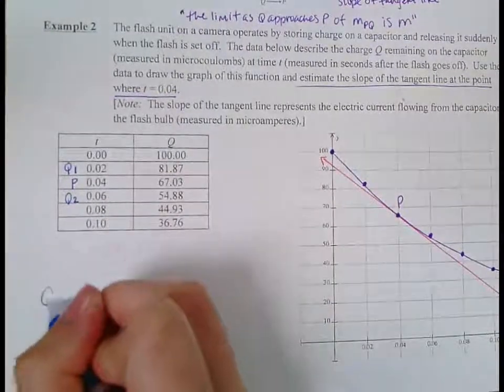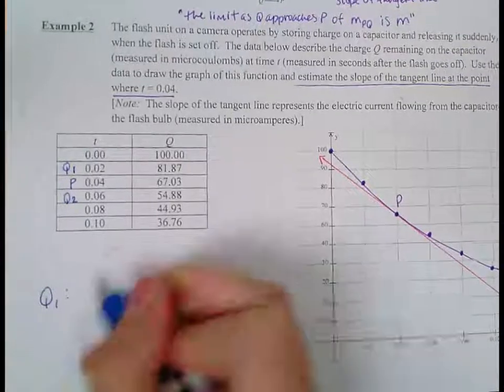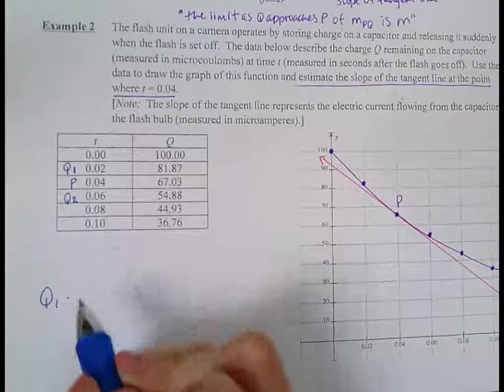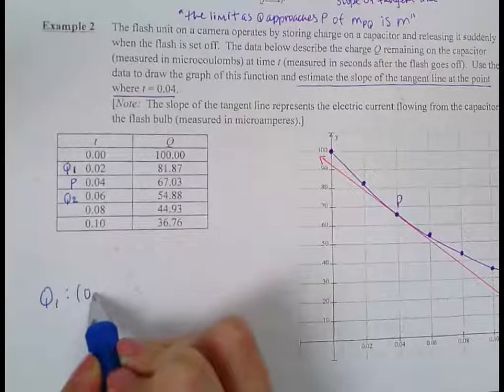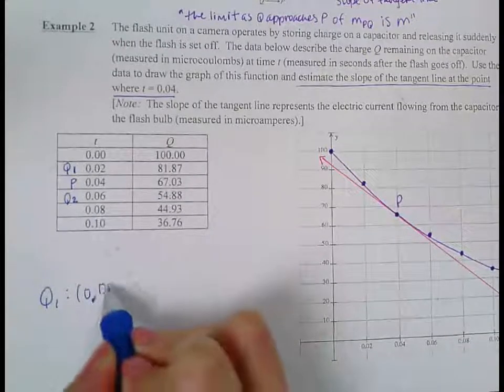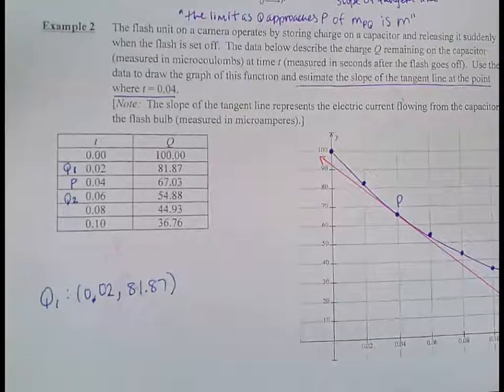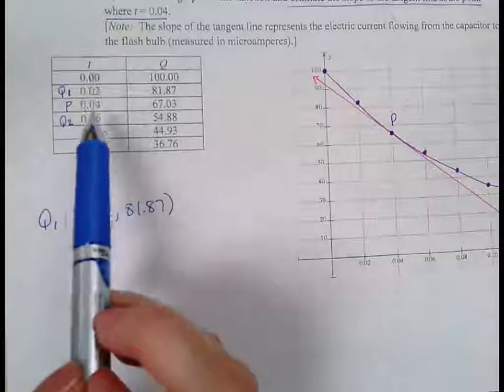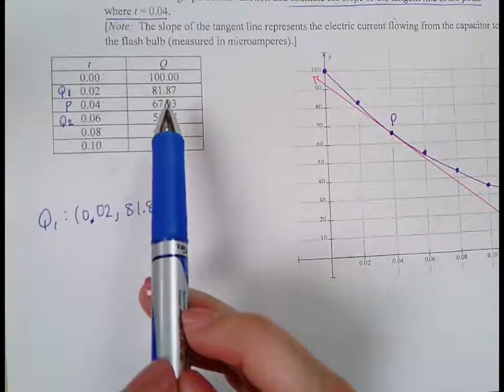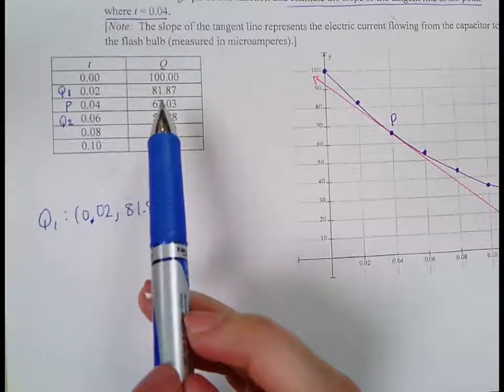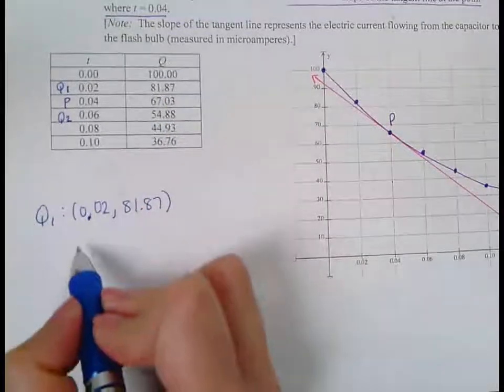So I'm just going to put here Q sub 1. This is the point 0.02 and 81.87. I can find the slope between this point and my point P, and that would give me one slope as an approximation for a secant line.